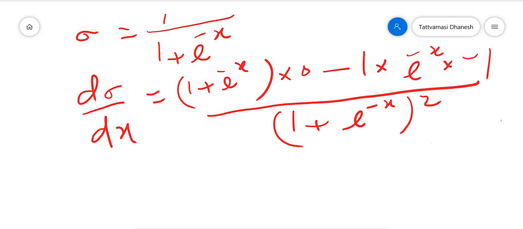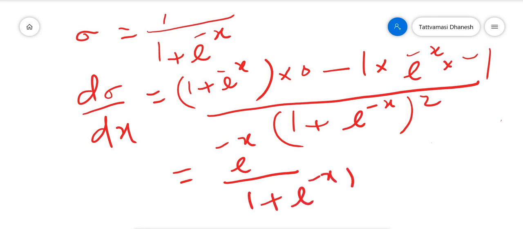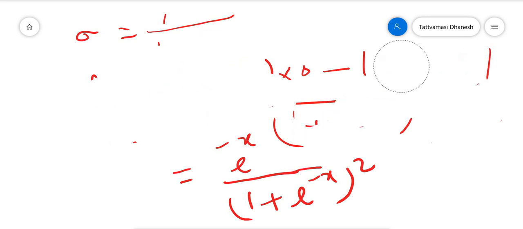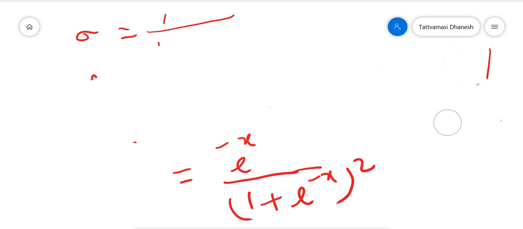So this term has gone to 0. Here it is minus into minus, which is plus, so it would be e raised to minus x divided by 1 plus e raised to minus x, the whole square. This is what we got. This I am again rearranging, so I am erasing this portion and I will rearrange this answer.